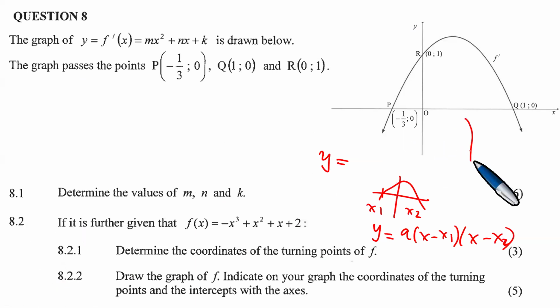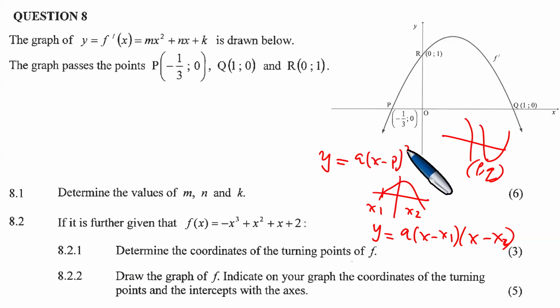The other one we study is the one of the vertex: y equals a(x minus p) squared plus q. So this one is for the vertex. You want to find the equation of a parabola whose turning point you know, and then there's an extra point the examiner is going to give them. Here they give you the x-intercepts, and you have an extra point to deal with there.